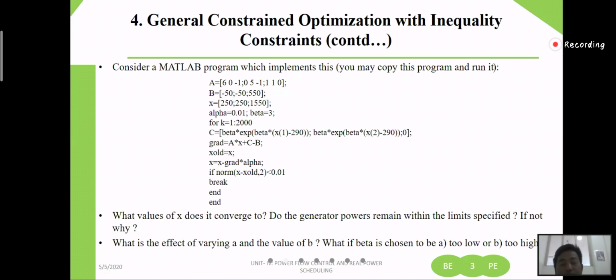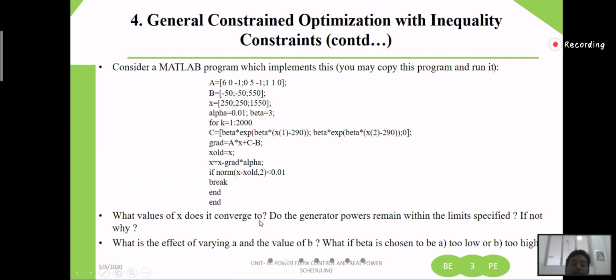Now you may find it very difficult to carry this out. You might have forgotten the Newton-Raphson method, Gauss-Seidel method. So for simplicity, I have developed a simple MATLAB program which implements this. You can copy this program, run it in MATLAB, and see at what value of x it converges to.